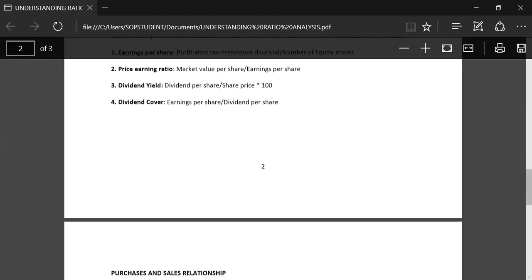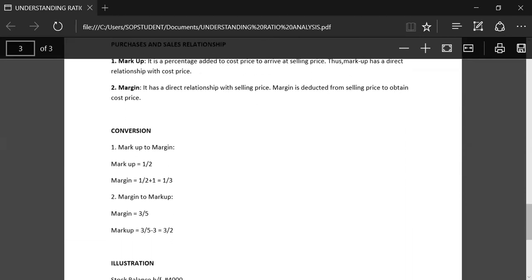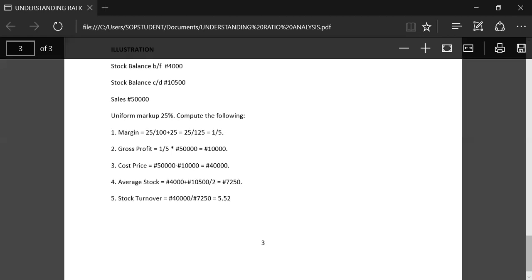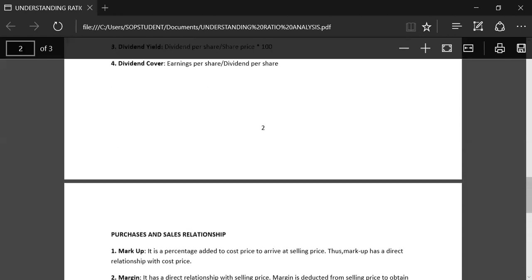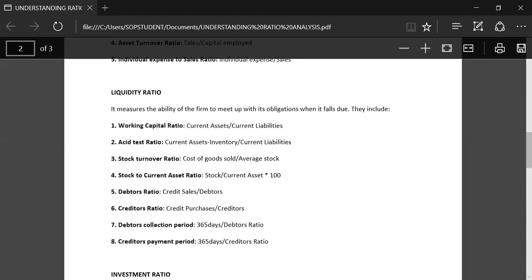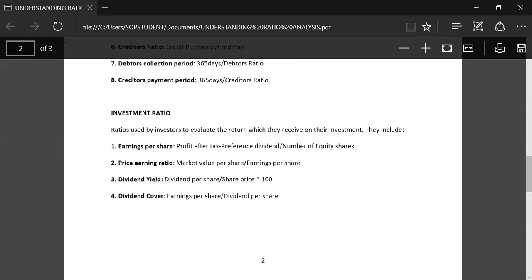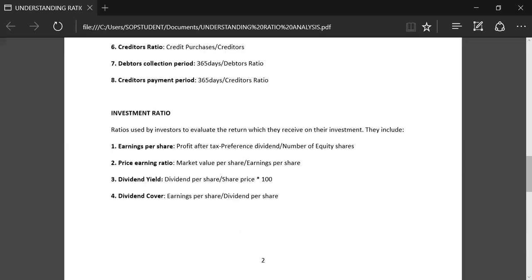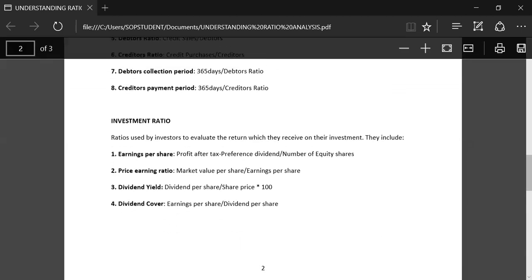So these formulas can be applied to daily businesses to ascertain the profitability of the firm, to ascertain the liquidity of the firm, and to ascertain the returns obtainable to investors when they invest into the business.